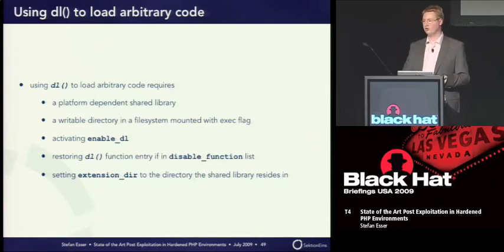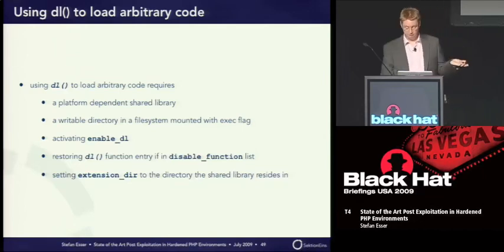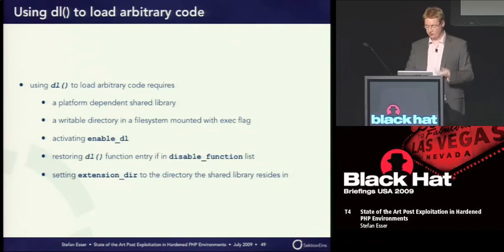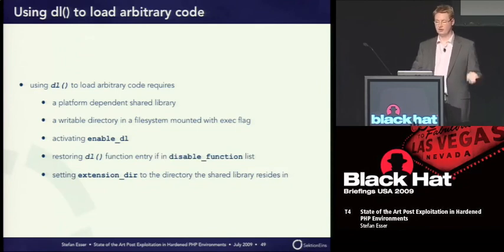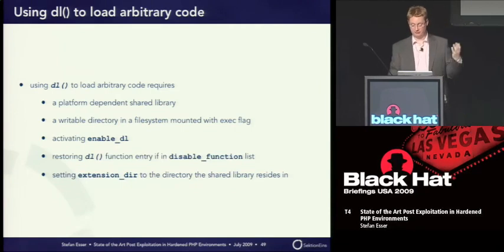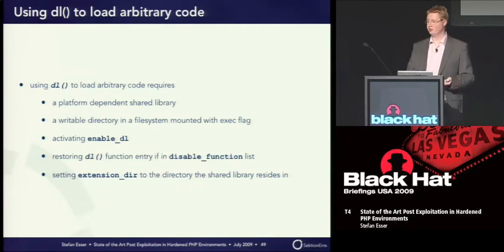The other thing is, of course, when you want to load the dynamic library, you need a writable place on the hard disk that is also executable. Otherwise, you can't drop the library there. You also need to activate the enable_dl flag. You need to restore the function when it was in the disable_functions list, and you need to adjust the extension_dir setting because you can only include extensions from this directory.